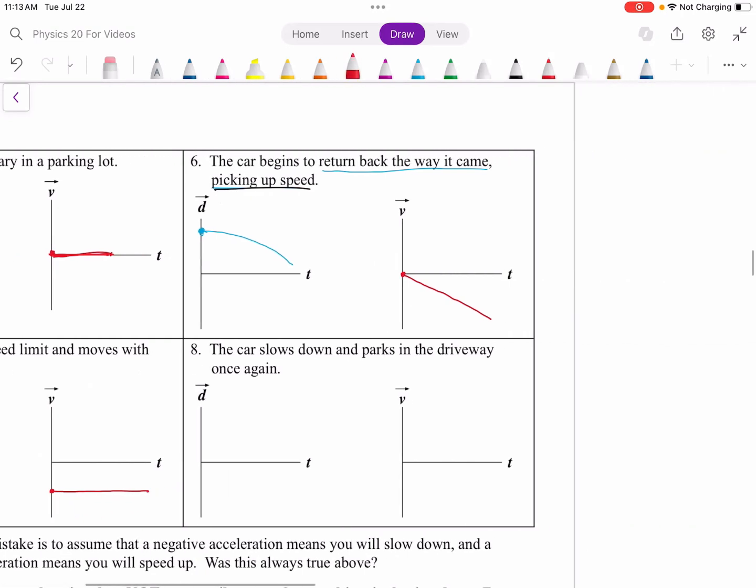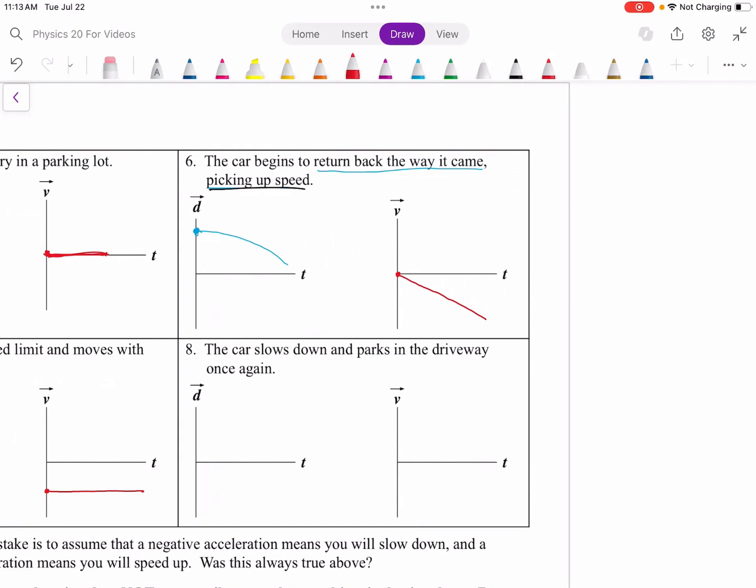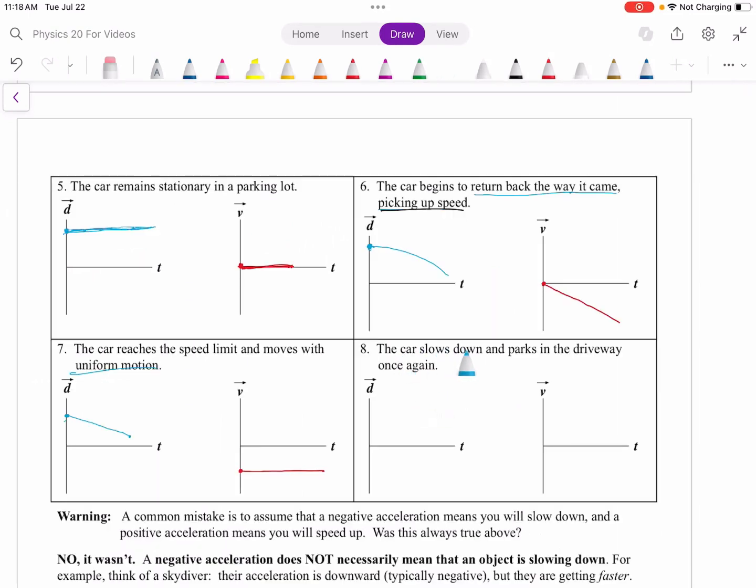Okay, and finally, the car returns home. So now our car slows down and parks in the driveway once again. Okay, so where do we end up in terms of displacement? Yeah, we know we end up at 0, right? We start somewhere north of the house still, but finally when this stage is done, we will be back in the driveway, okay?